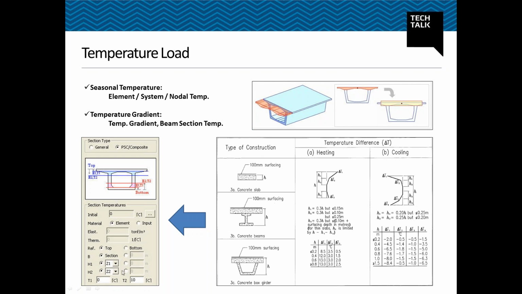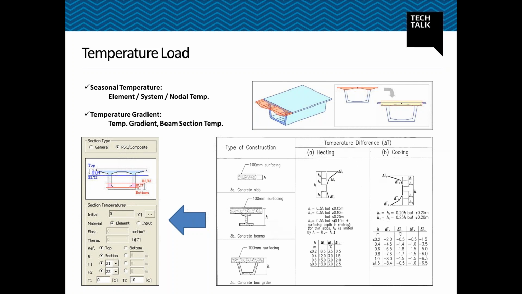And also you have to define the position of the temperature gradient, H1 and H2, and then the corresponding temperature values, T1 and T2. Midas Civil does not calculate these values automatically. So the user has to calculate these values manually and then put these individual temperature values into Midas Civil, and then the program will do the rest of it.